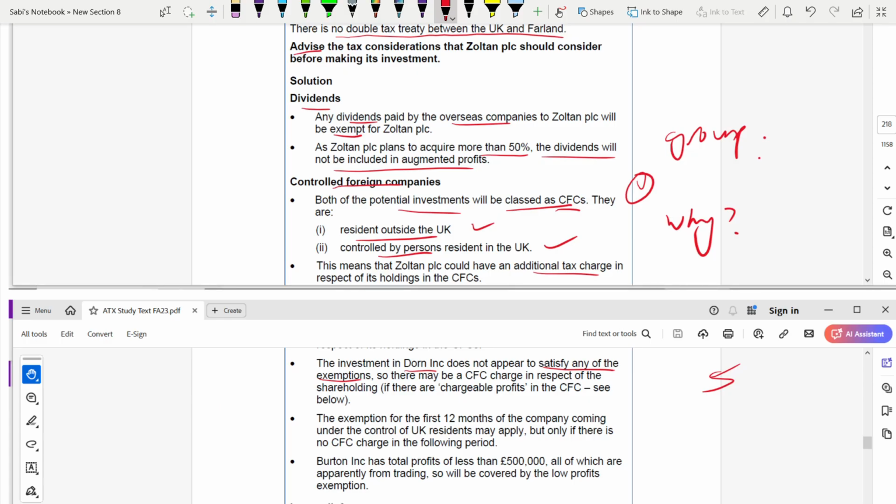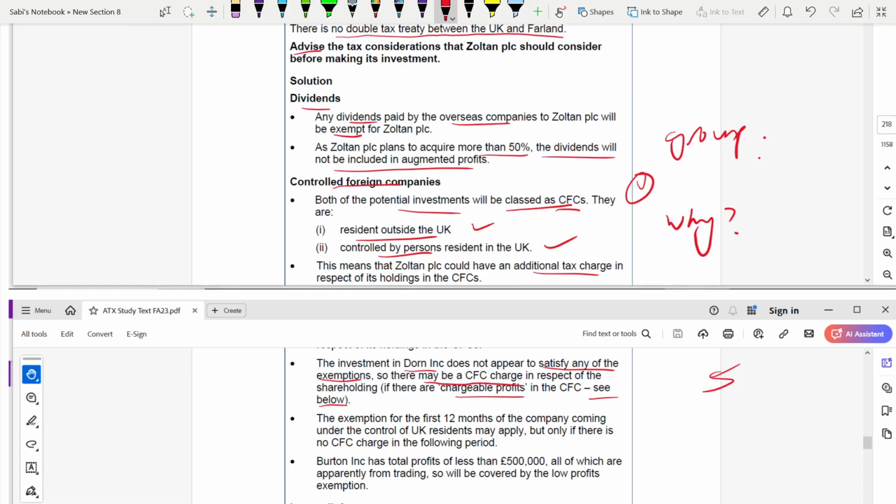Time period exemption, tax exemption. Okay. Just now we have gone through the list. You can't forget it so soon. So there may be a CFC charge. Because it does not meet the exemptions, there may be a CFC charge in respect of this shareholding. Okay. If they are chargeable profit. We'll see below whether they are chargeable profit or not.